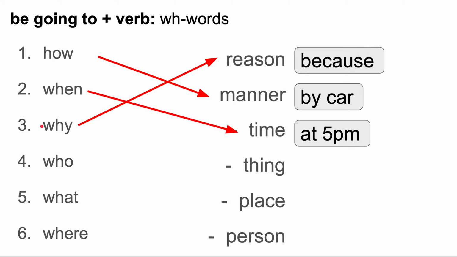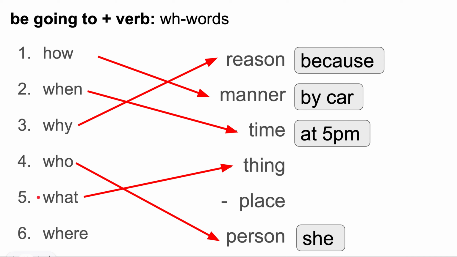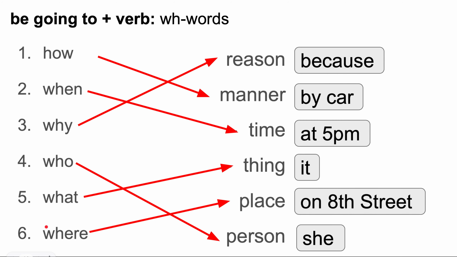We use who for people and person. Who is going to study? She is going to study. And we use what for things. What are you going to study? I'm going to study it. And we use where for places. Where are you going to study? I'm going to study on 8th Street.